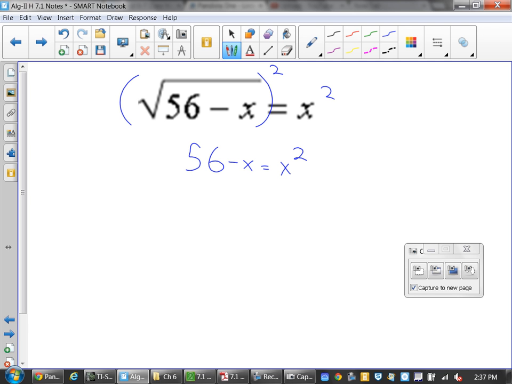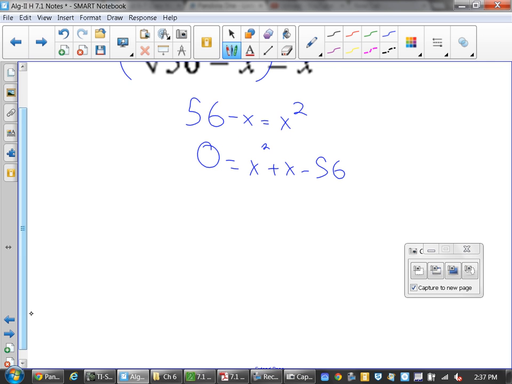Now what do you do? Factor. Set aside equal to 0 and factor. 0 equals x squared plus x minus 56. What times what is negative 56 and adds together to get 1? Negative 7 and positive 8. So your zeros will be negative 8 and positive 7.